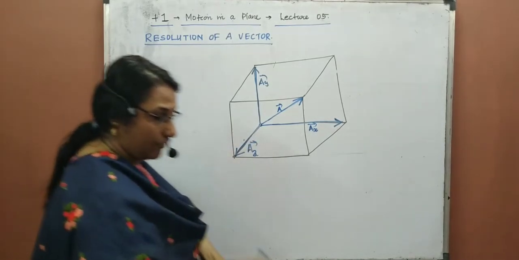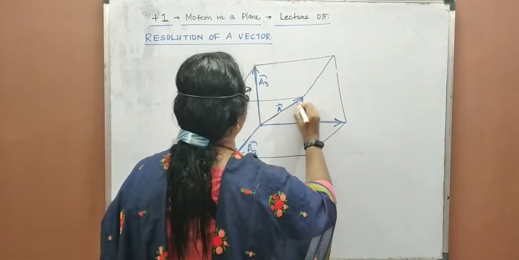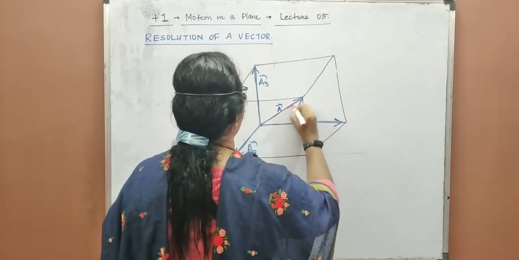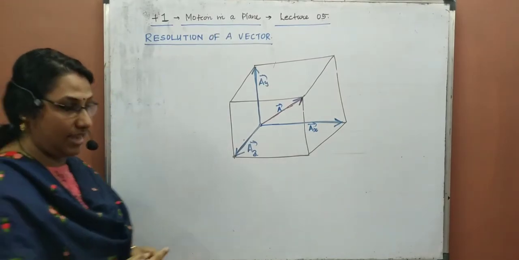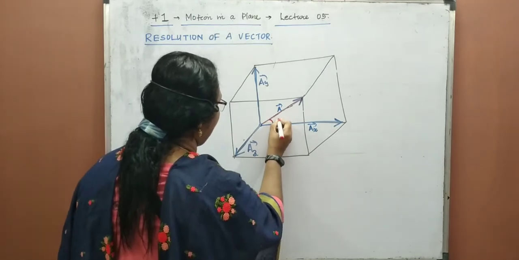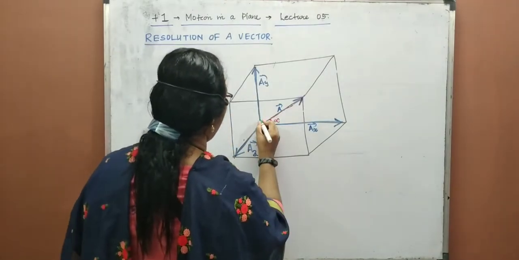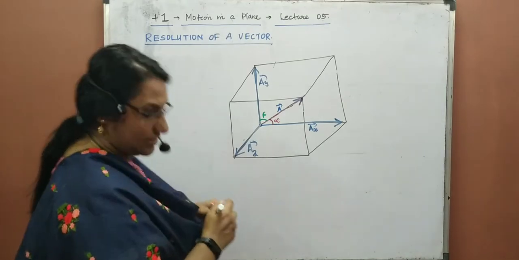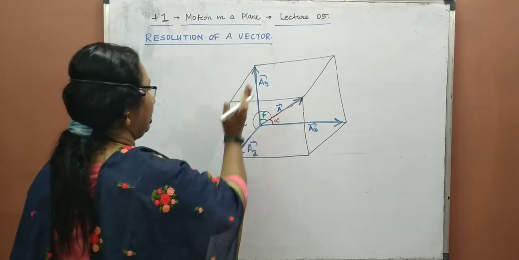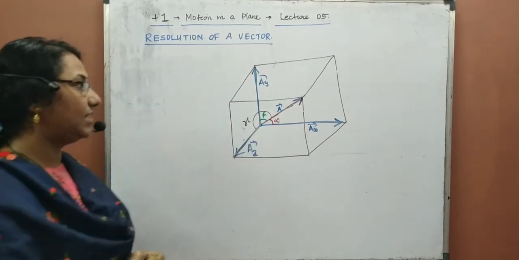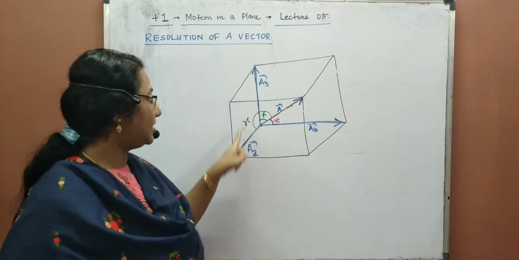Can you see the vector A? This is our main vector now. This vector A can be resolved into AX, AY and AZ. Suppose vector A makes an angle alpha with the x-axis. Then it makes an angle beta with the y-axis. Suppose, just taking an example, it makes gamma with the z-axis. Can you see? Vector A makes an angle alpha with x, beta with y and gamma with z.